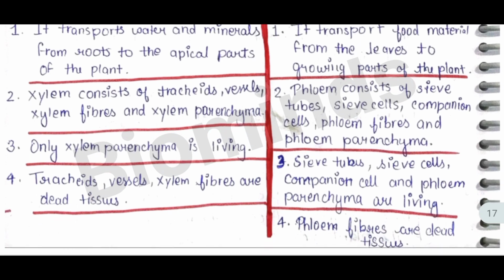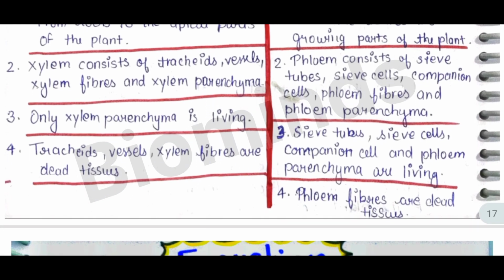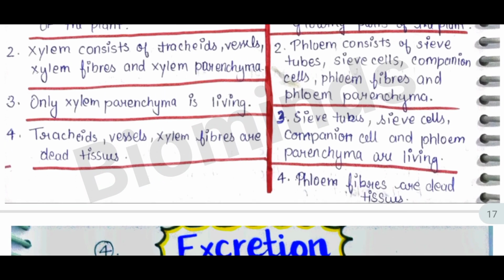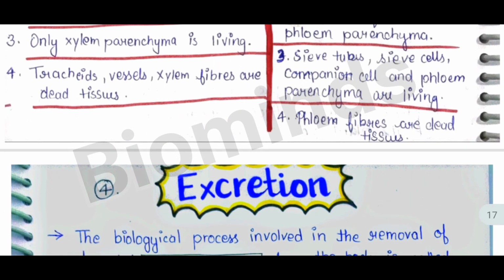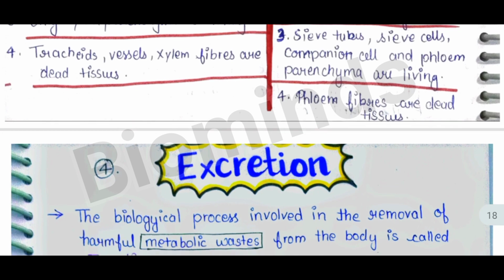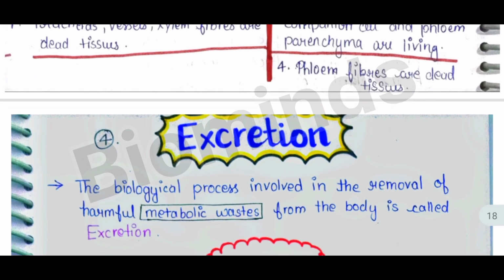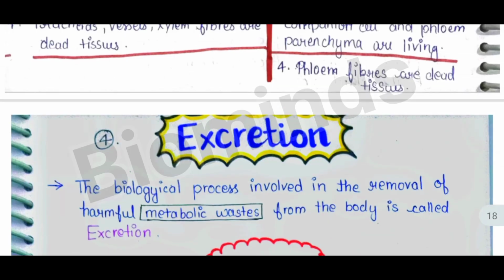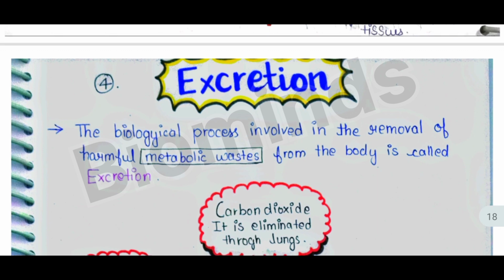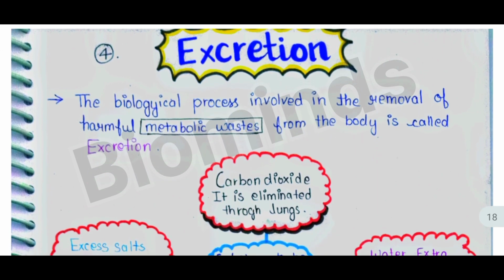In xylem, only xylem parenchyma is living, but in phloem, sieve tubes, sieve cells, companion cells and phloem parenchyma are living. Tracheids, vessels and xylem fibers are dead tissues in xylem, and phloem fibers are dead tissues in phloem. Then, about excretion. Excretion is the biological process involved in the removal of harmful metabolic waste from the body.